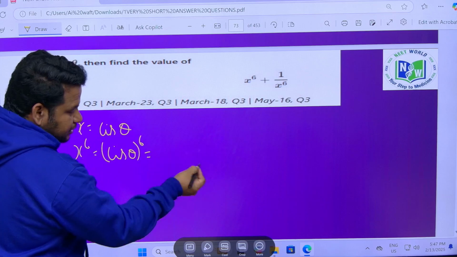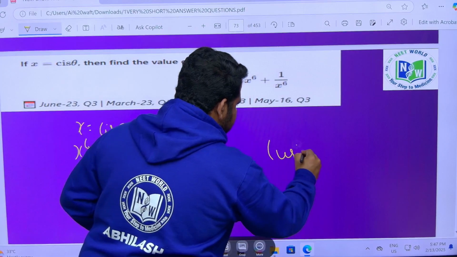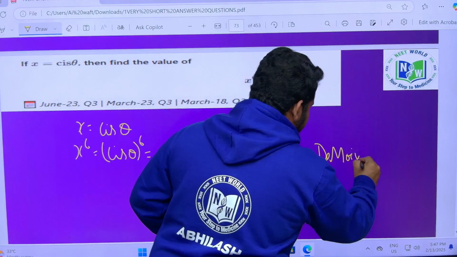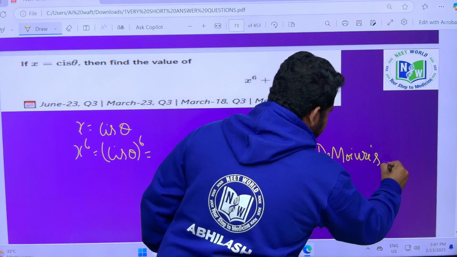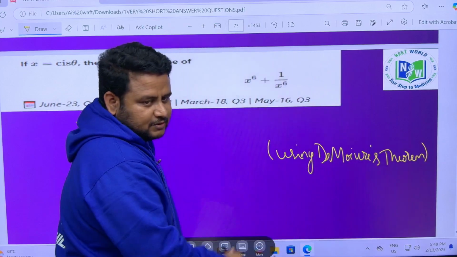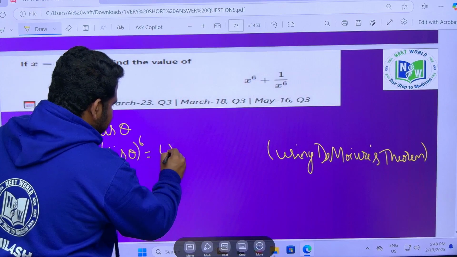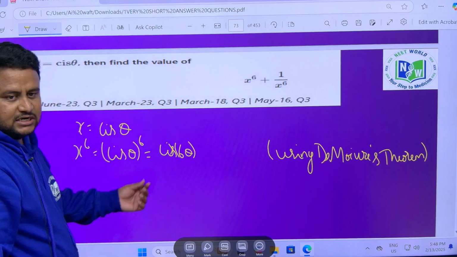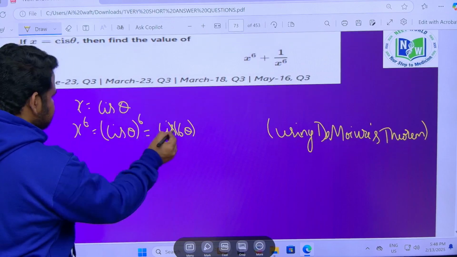That is equal to, using De Moivre's theorem. You should write 'using De Moivre's theorem' wherever you are using it, in brackets on the side, because it is very important to show the examiner that you are using this theorem. Otherwise you lose the marks. So cis 6 theta to the power of 6 becomes cis 6 theta, so x to the power of 6 is cis 6 theta.